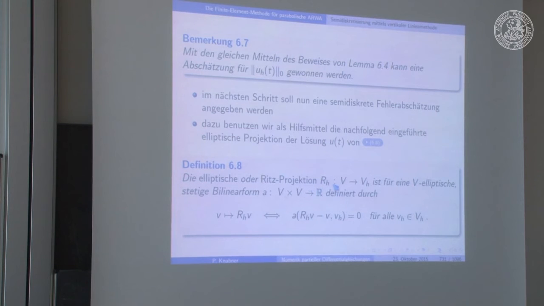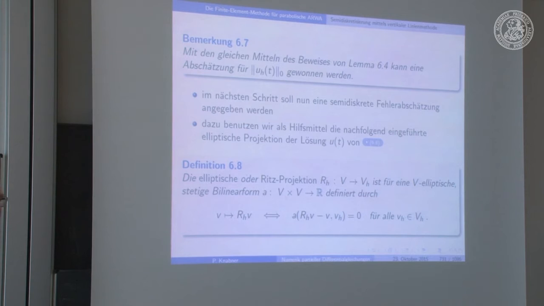What is the Ritz projection? The Ritz projection is a mapping, as it will turn out, a linear mapping from the big space V to the discrete ansatz space for an underlying V-elliptic bilinear form, and it fulfills this property. Let's first think of the situation that A is actually a scalar product. Then this says that the error is orthogonal to the ansatz space.